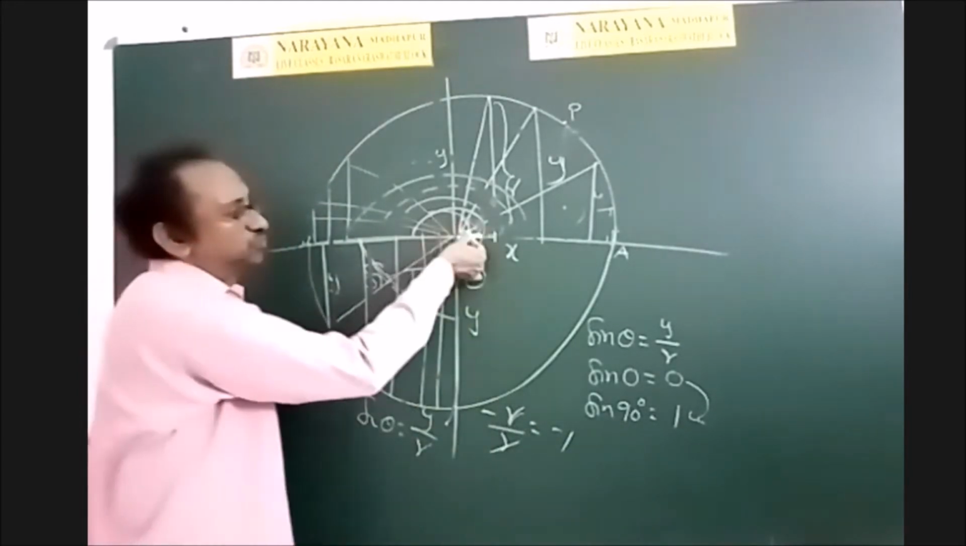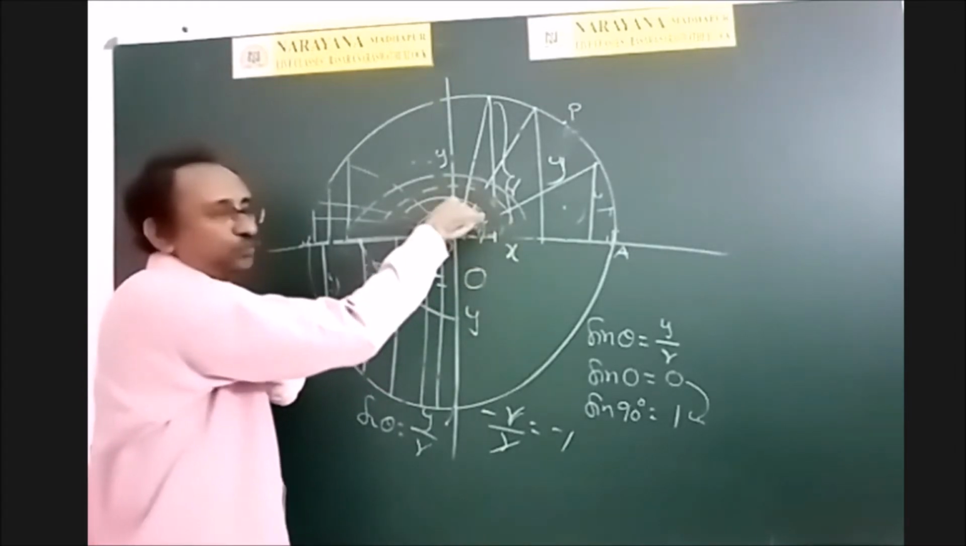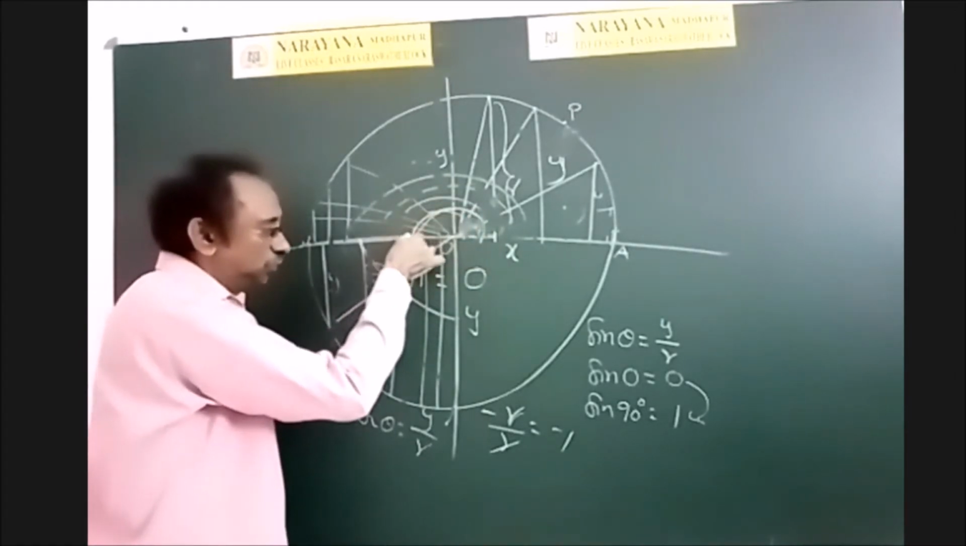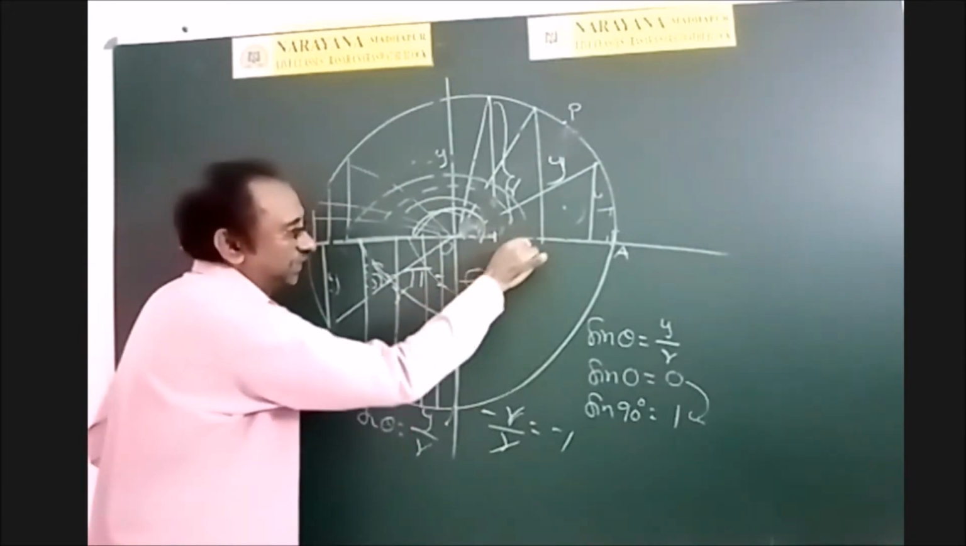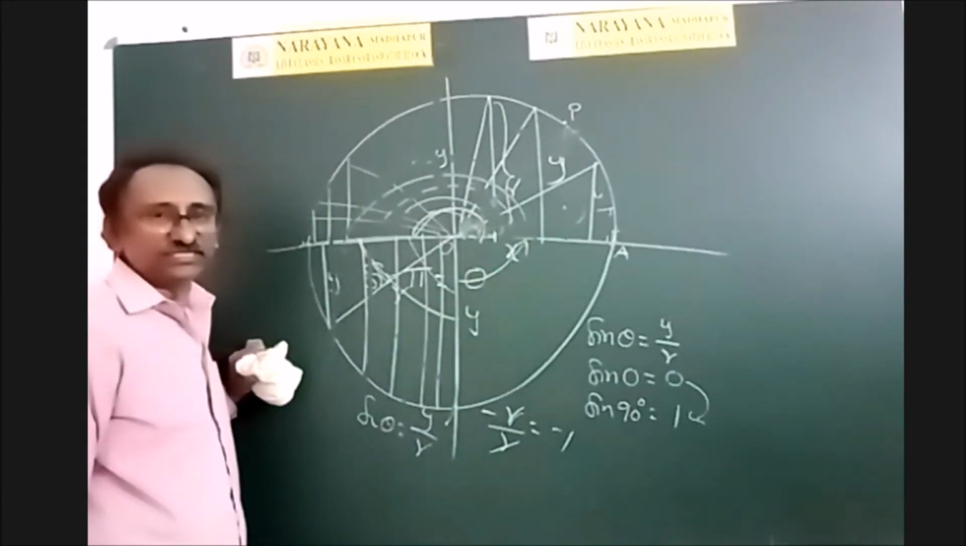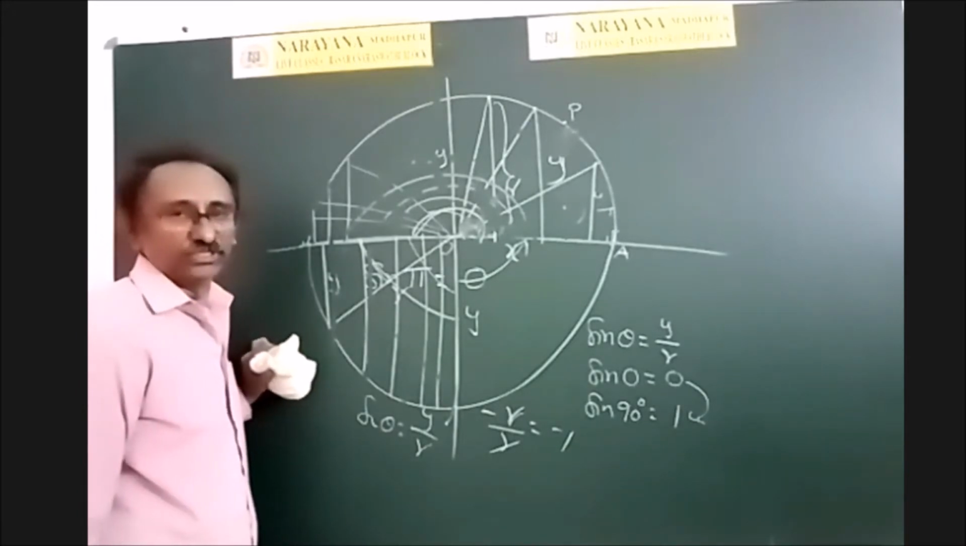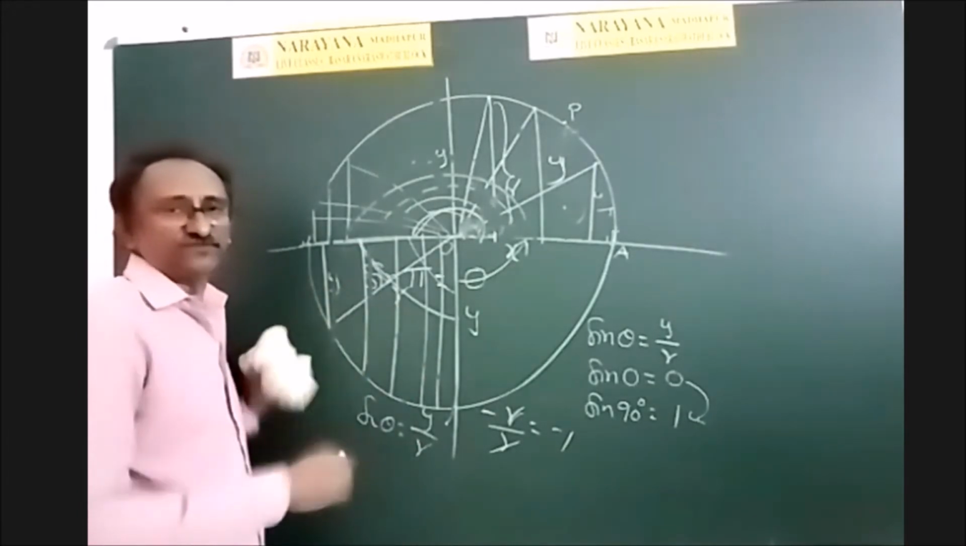See, sine value starts from 0, 0 to 1, after that 1 to 0, and 0 to minus 1. Again, the value increases here. We get 0 at 360 degrees. So minus 1 to 0. So this is the nature of sine x.